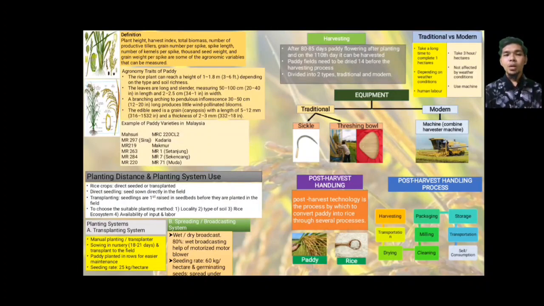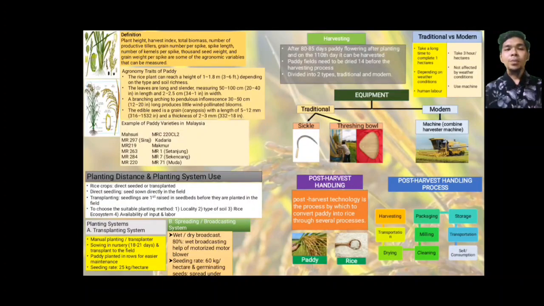Difference between traditional and modern. For traditional, it takes a long time to complete 1 hectare, uses human labor, and depends on weather condition. For the modern, it takes 3 hours for 1 hectare, uses a machine, and is not affected by weather condition. Next is post-harvest handling. Post-harvest handling is the process to convert paddy into rice through 9 processes, from harvesting to sale or consumption.